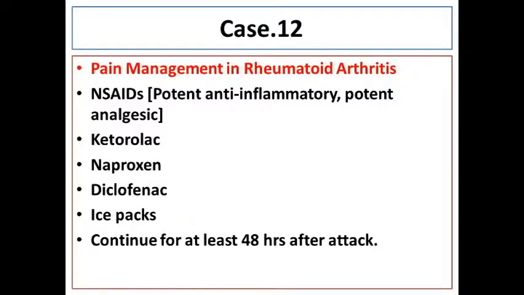Yeah. Case number 12 is about a rheumatoid arthritis case and pain management. Now we are just looking at pain management of RA. So again, NSAIDs, potent anti-inflammatory, potent analgesic, to be used here. My choice here is ketorolac, naproxen, diclofenac. Maybe piroxicam, which is once a day and a good anti-inflammatory, can also be an addition. A few other things like an ice pack can also be given, but that's optional. And you need to continue at least for 48 hours if the patient gets pain.